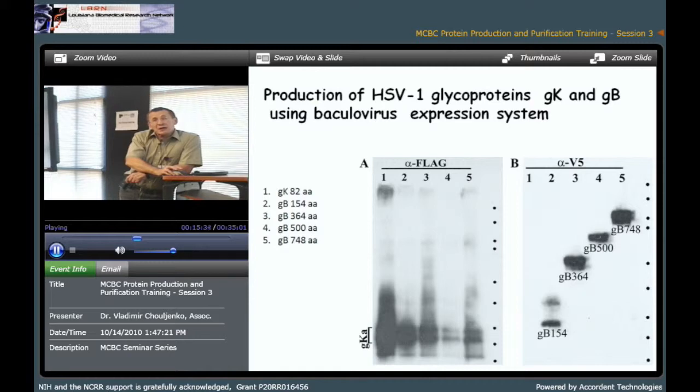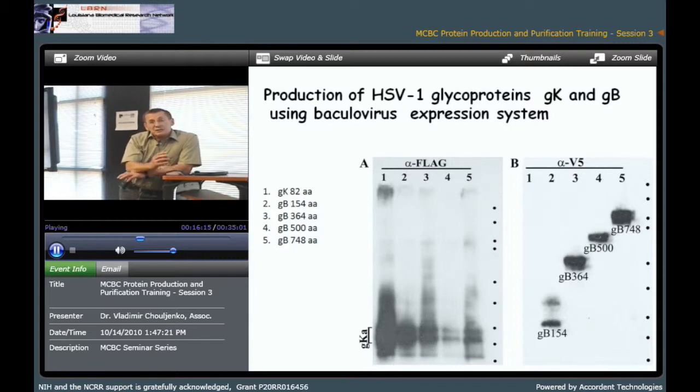Similarly, for another antigenic epitope, every single construct of GB contained an anti-V5 epitope at the 3' end. For this work, we used our dual vector system, where at first we cloned GK on the polyhedrin promoter, and that recombinant DNA was later used as a backbone to put in, let's say, GK plus GB154, GK plus GB364, GK plus GB500, and GK plus GB748.